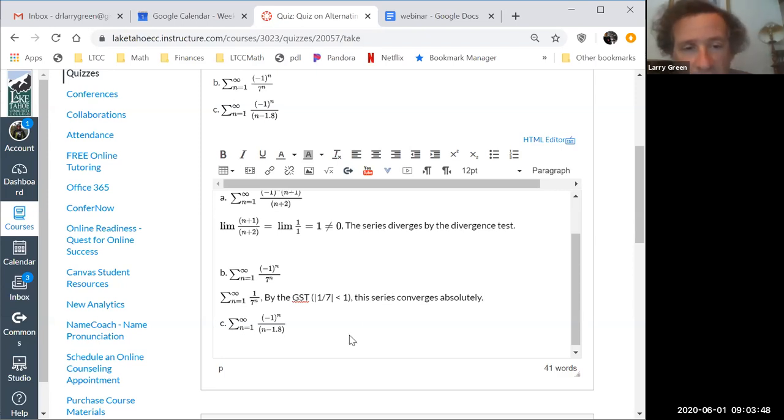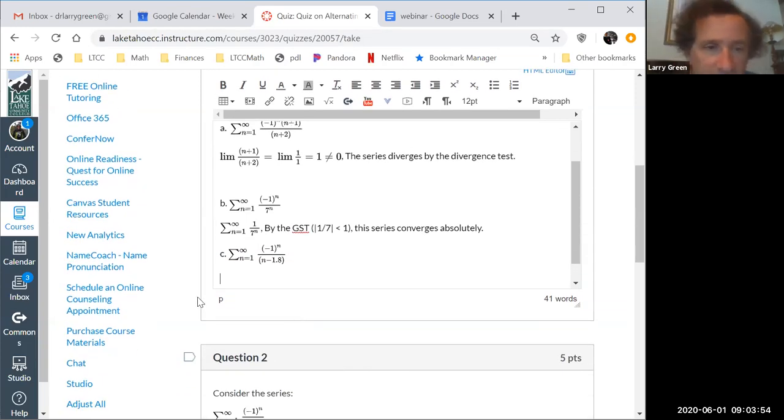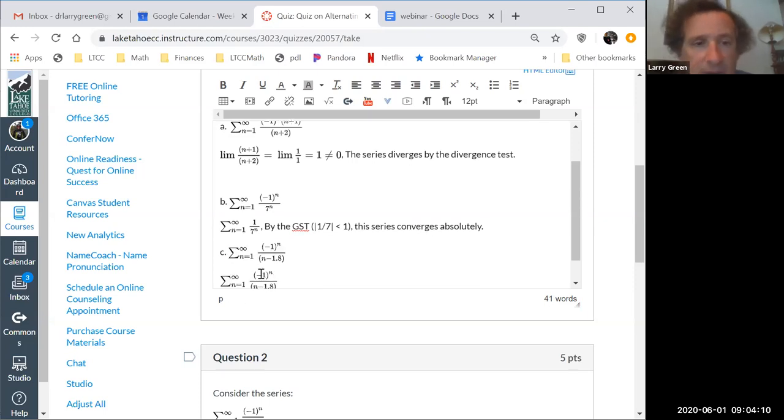Okay, now let's look at part C, which is the summation of -1 to the n over n minus 1.8. This time we take an absolute value. Let's do that, and let's see what happens.